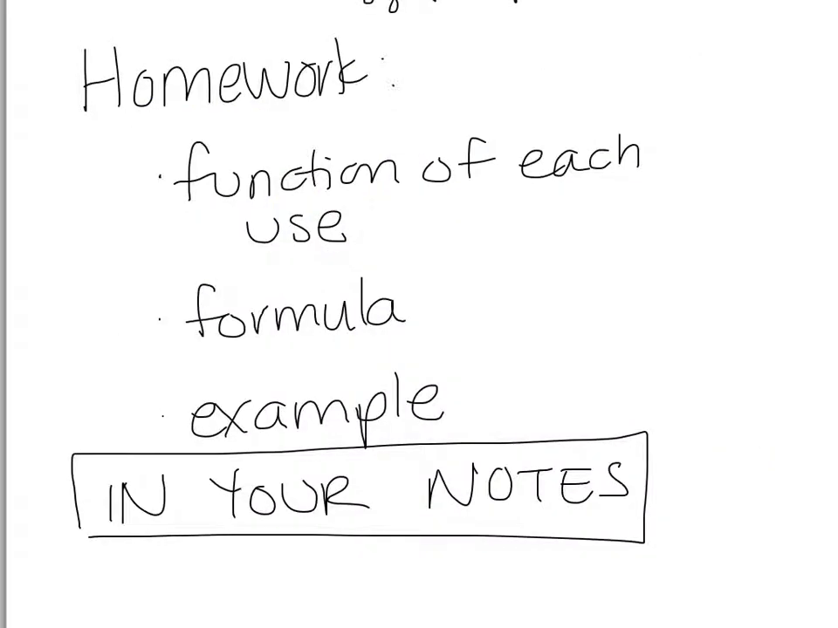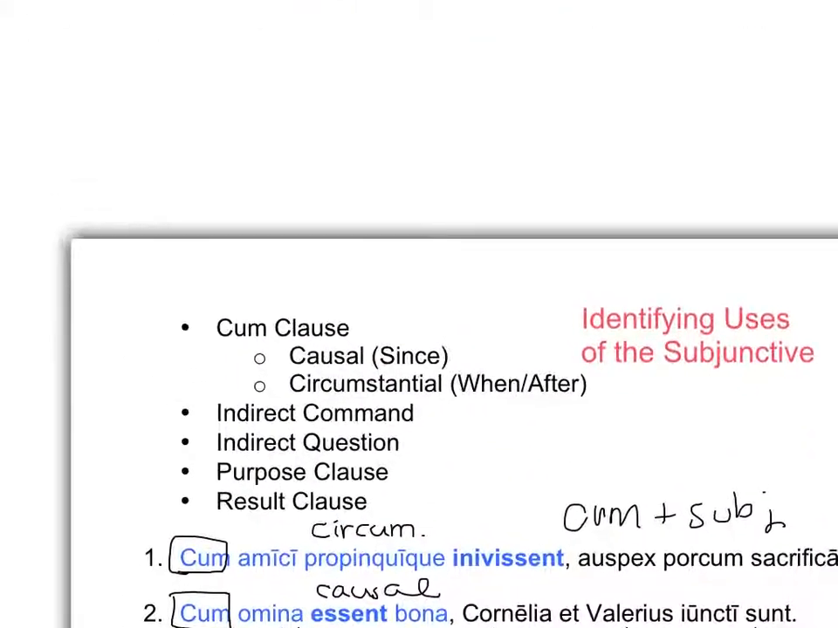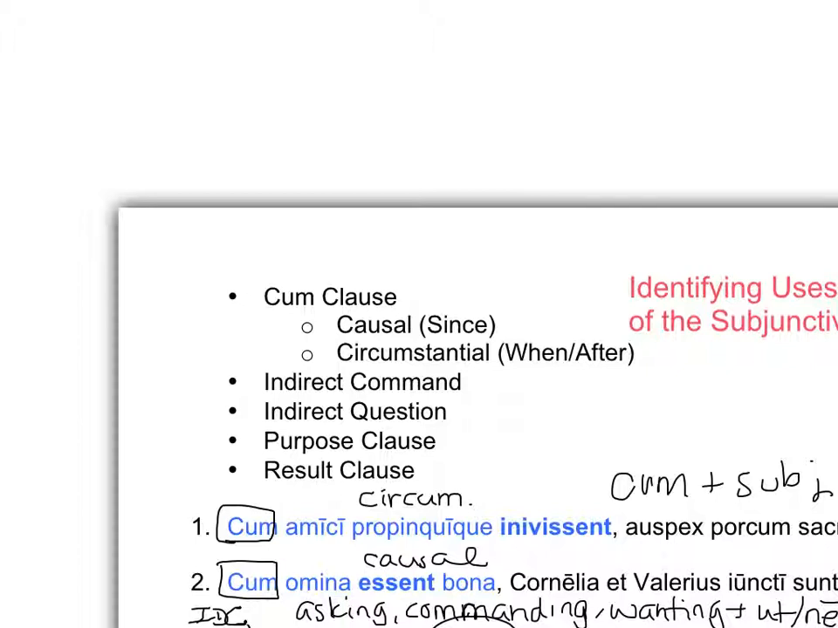So for your homework, what I need you to do is in your notes, write down each use of the subjunctive we know, the function of each use, the formula for the clause, so for example, cum plus the subjunctive, and an example. And all of that should be in your notes. The example can be the one we worked on today, but you need all of that written down systematically in your notes. So I'm going to show you again real quick what all those uses are to remind you. So those are cum clause, causal versus circumstantial, indirect command, indirect question, purpose clause, and result clause.